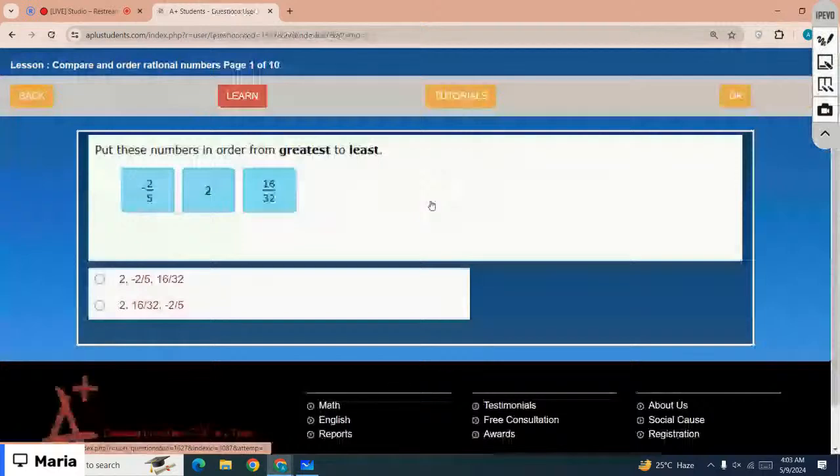Put these numbers in order from greatest to least. So you have to write down these numbers in order from greatest to least, right? The whole number is the greatest one. 2 is the whole number, so 2 is the greatest one. Then just look at the other two. One of them is positive and one of them is negative. So obviously the positive number comes first, and at the end you have the negative number. So the correct option is option number 2, that would be 2, then negative 16, then 16 over 32, and then negative 2 over 5. So option number 2 is the correct option. Got it?